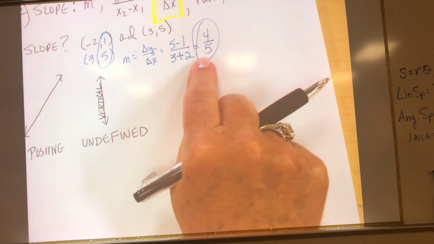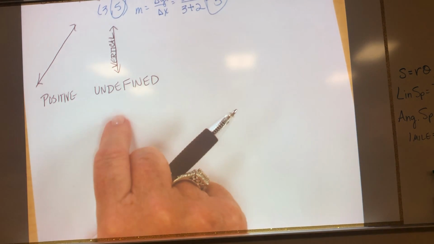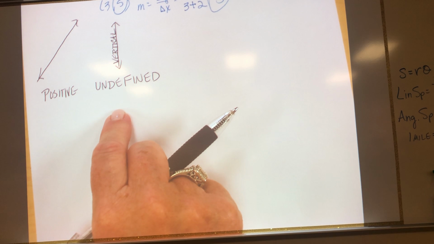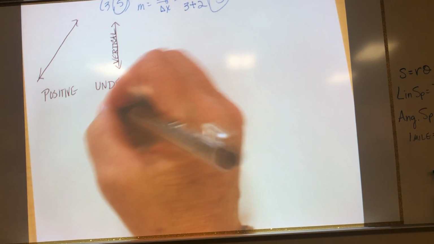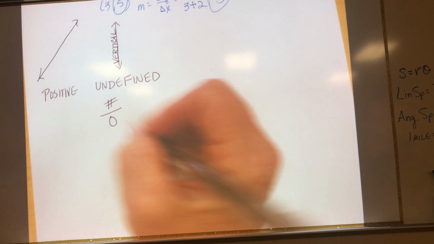So, what does undefined look like as a fraction? Because look, when we find slope, people, it's going to be a fraction. So, what does undefined look like as a fraction? Anything over 0. Something over 0. That's exactly right. Charlie, you're right. Some number, I don't care what the number is, people, some number over 0.